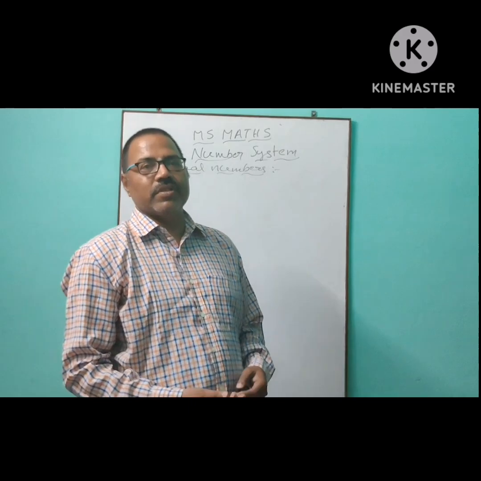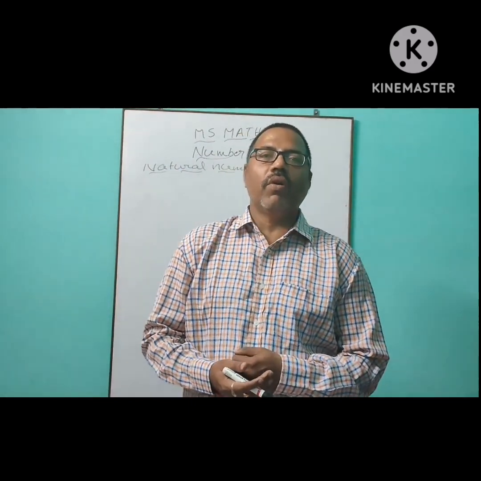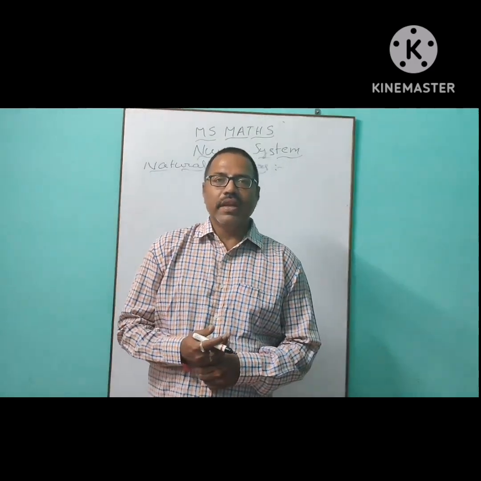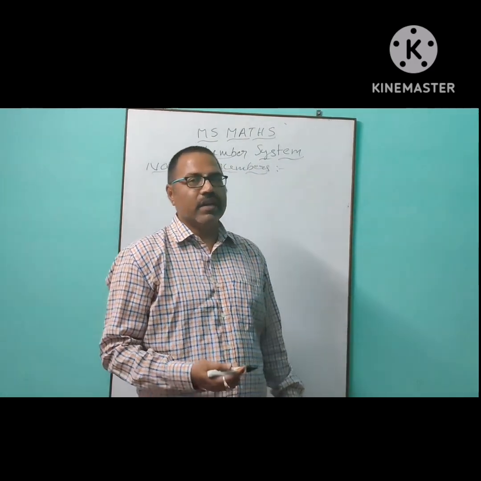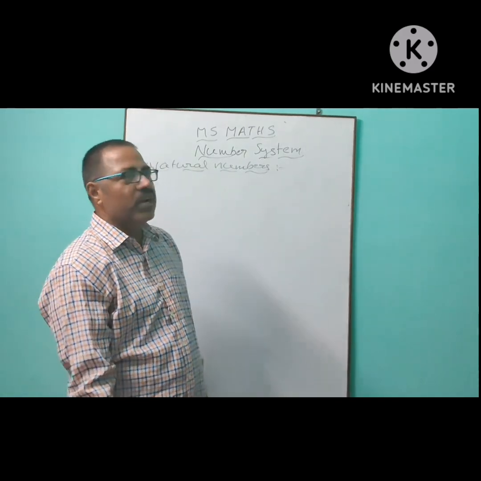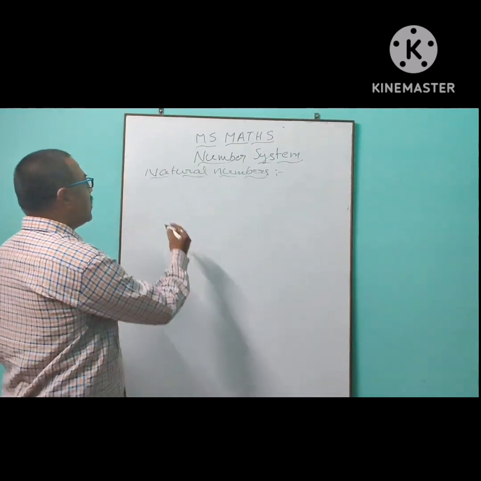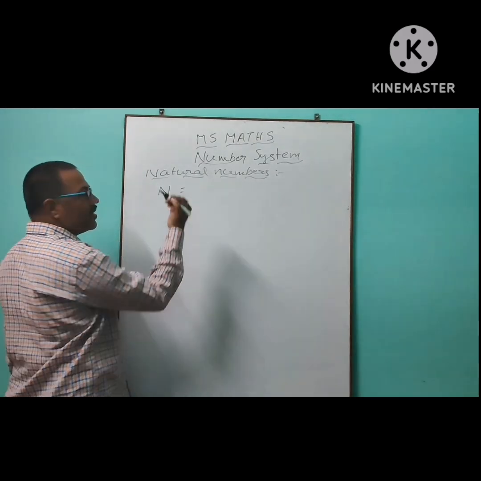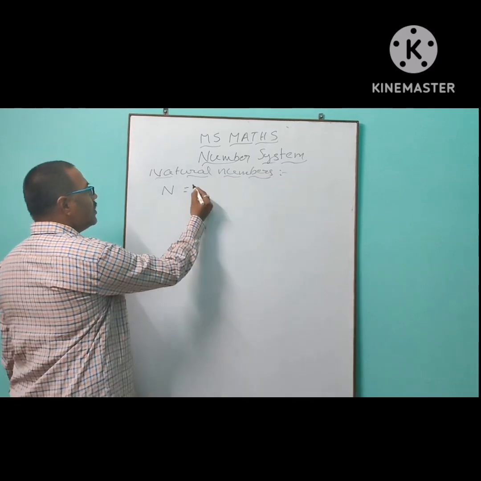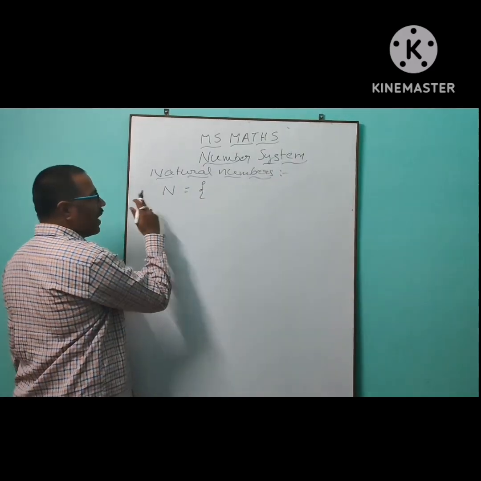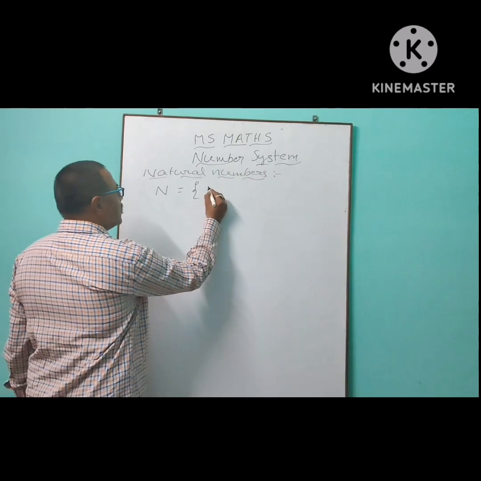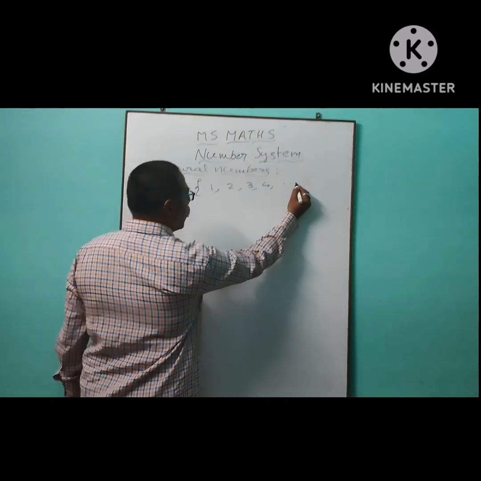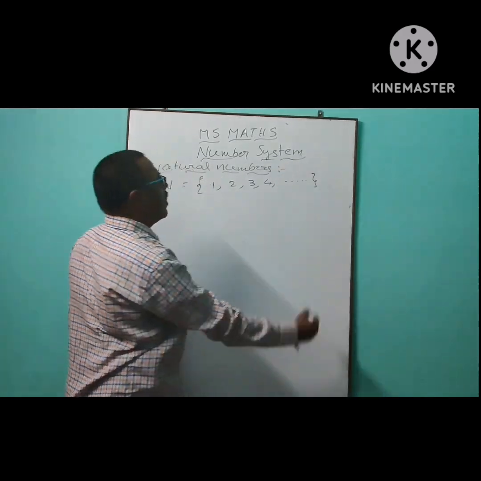What are natural numbers? The counting numbers are called natural numbers. All these numbers come from nature itself. That's why that set is called natural numbers. These natural numbers are denoted by N. So the set of counting numbers are called natural numbers, and we denote this collection by capital N. So the set of natural numbers are 1, 2, 3, 4 and so on.